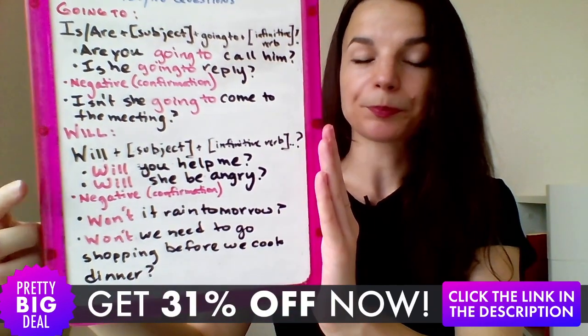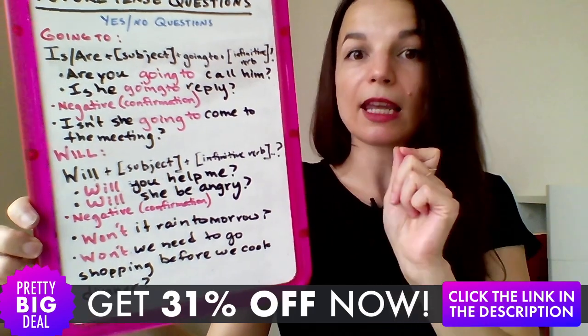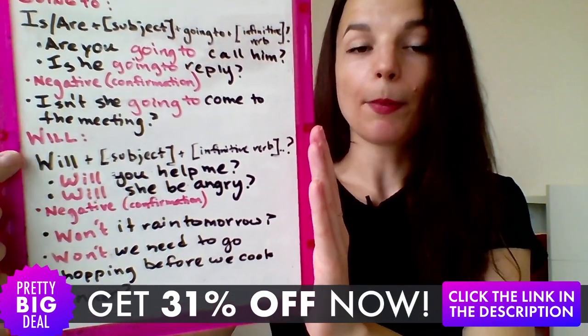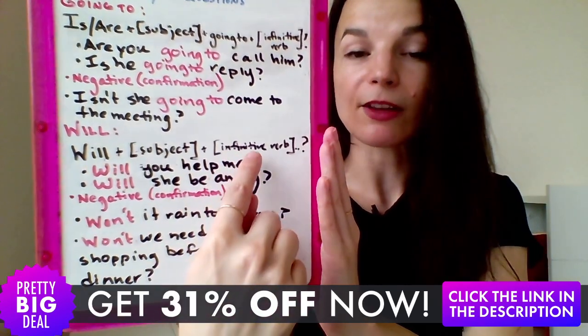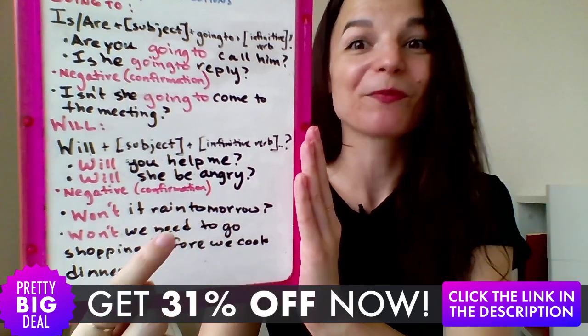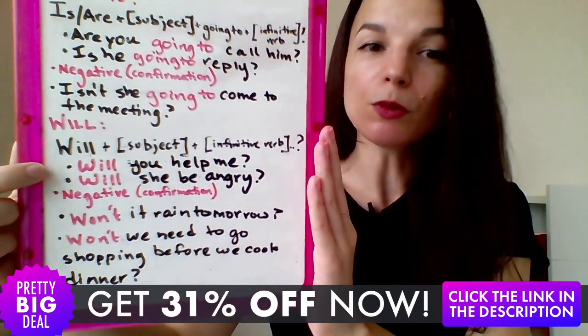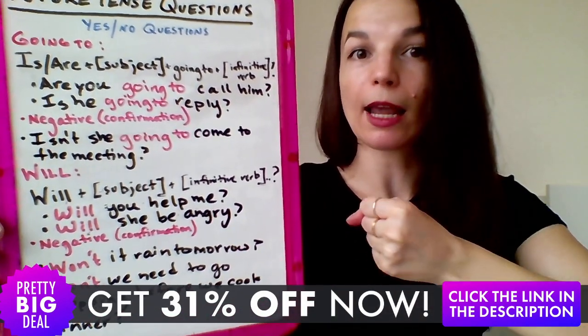These examples really are about decisions we make in the moment. So the pattern here is will plus subject plus infinitive verb: will, subject, verb. So it's a very basic pattern. But we use this, again, for decisions we need to make now.